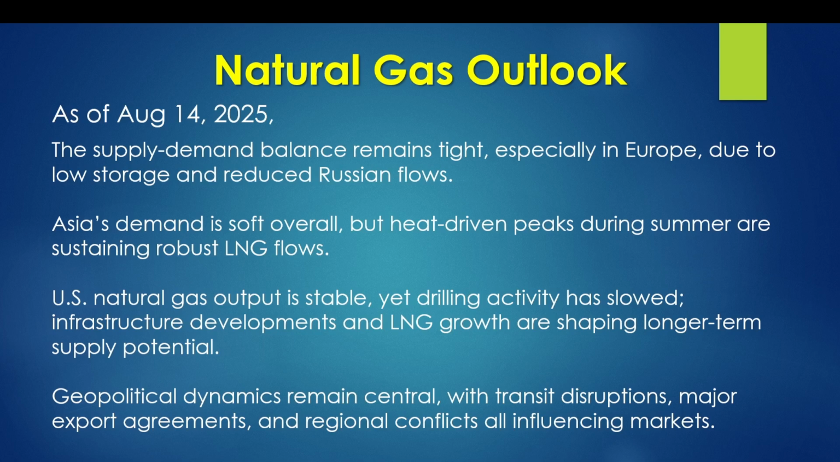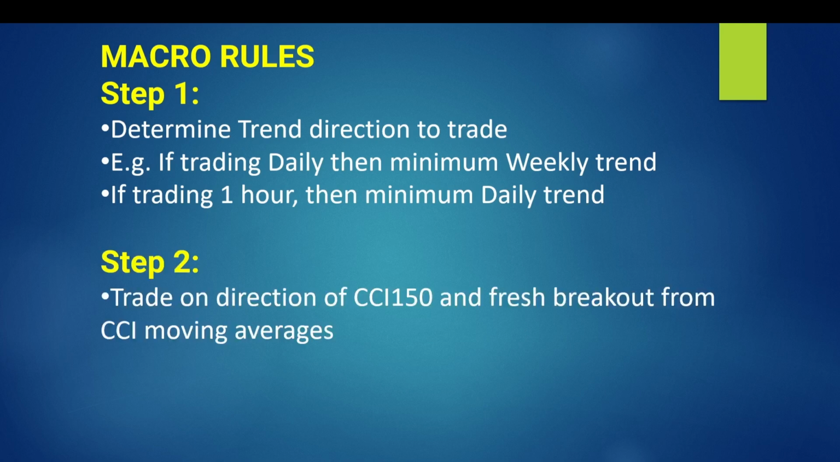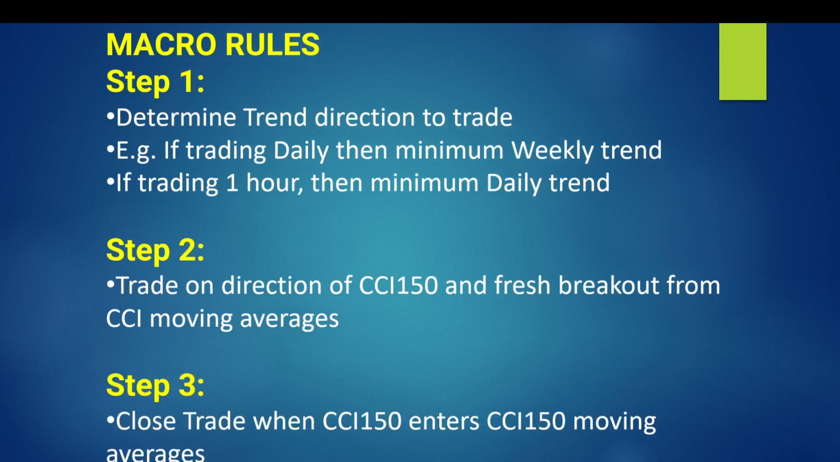Before we go into the charts, let's quickly look at some of the macro rules, and these are a must. You must follow these three main rules. Rule number one, determine the direction of the overall trend. For example, if you're trading on the 1 hour, you follow the trend in terms of the direction of the daily. Rule number two, we trade in the direction of the CCI150 and fresh breakouts from the CCI moving averages. And rule number three, close a trade when the CCI150 enters the CCI150 moving average band.